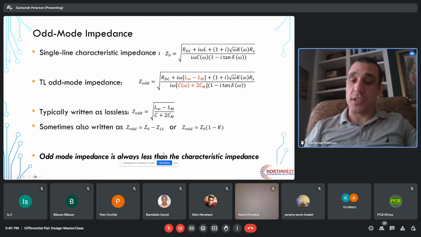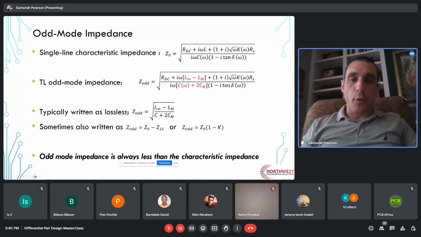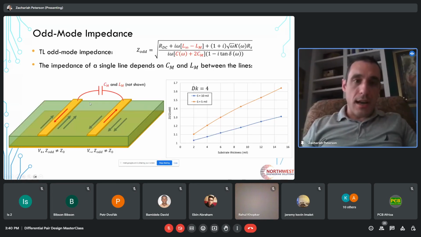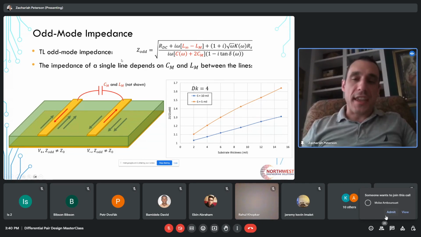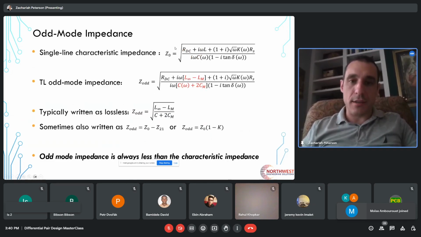So how much less? Is it just a couple of ohms? Is it 10 ohms? Is it 20 ohms? Well, we'll see some examples where it can actually be very large as we keep going. But the point here is that when you design the transmission line impedance, you are actually accounting for CM and LM. And you need to make sure that the calculator you are using is calculating an odd mode impedance and not a characteristic impedance.